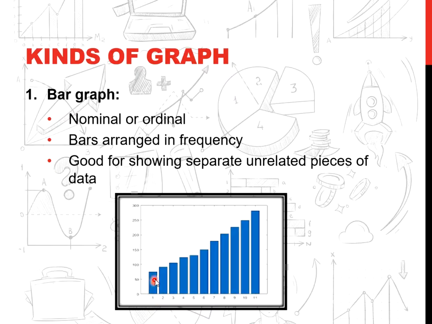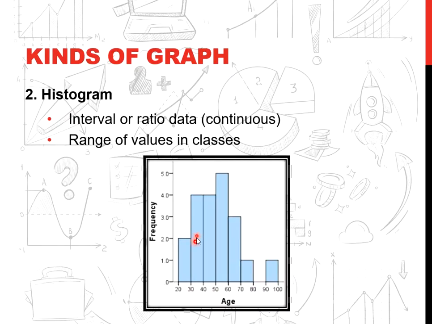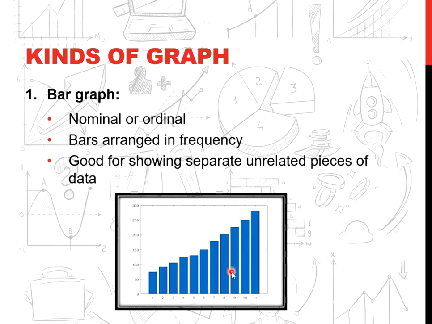Ito kasi, pwedeng magkakaiba. So, halimbawa, magkakaibang students from different departments, di ba? So, medtech, radtech, ET. Ito naman, age. So, halimbawa, age. So, kapag age ng mga students, halimbawa age ng medtech students, so 2, 4, 4, yan. So, kapag isa lang, dapat histogram. Pag madami yung variable, dapat bar graph.